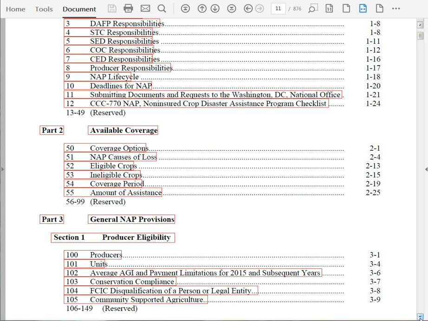In the first video we learned that NAP provides assistance to producers by helping them to recoup some of the expenses that are lost after a disaster. Now we'll take a closer look at the coverage options available to producers. We'll begin at paragraph 50.